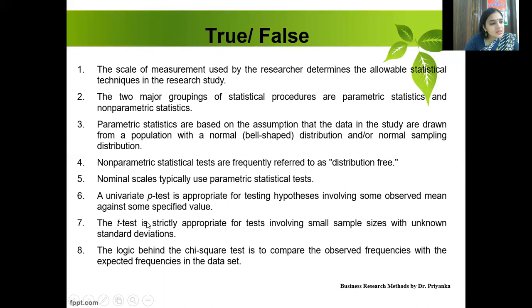Seventh is, the t-test is strictly appropriate for tests involving small sample size with unknown standard deviations. Yes, the t-test is generally done for small sample sizes. When your sample size tends to be more than 30, then you can go with either the t or Z test. So it is true. Last is, the logic behind the chi-square test is to compare the observed frequencies with the expected frequencies in the data set. Yes, if you remember the formula we just discussed, chi-square is all about comparing observed frequencies with the expected frequencies. So this is true.